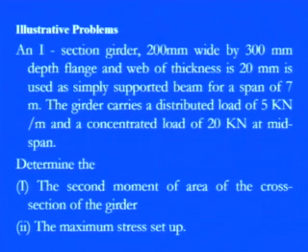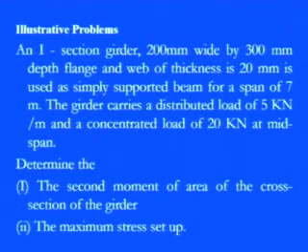So the first numerical problem is that we have an I section girder. We have the girder for the basis of a building. You will find that on the top of a roof the girder is there, which has flanges of dimension 200 millimeter wide by 300 millimeter depth, and the web in between has a thickness of 20 millimeter. It is used as a simply supported beam for a span of 7 meters.